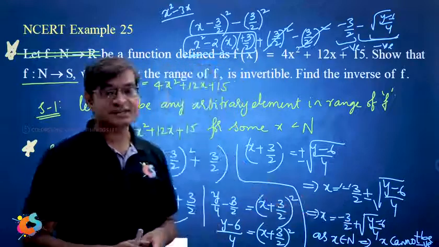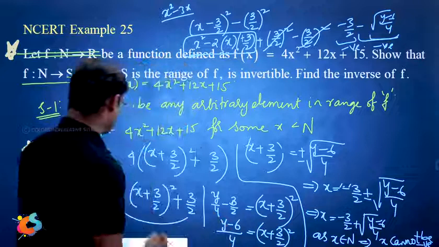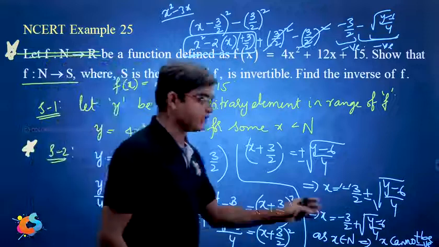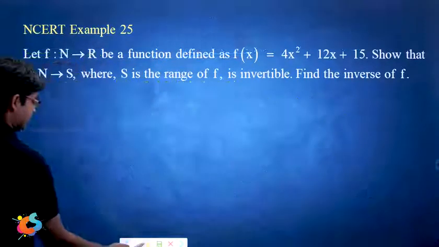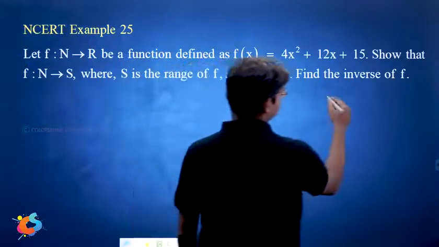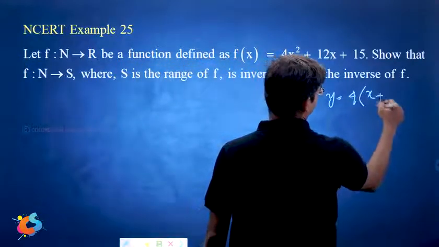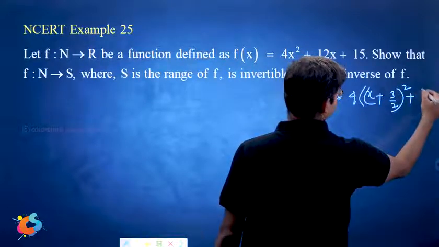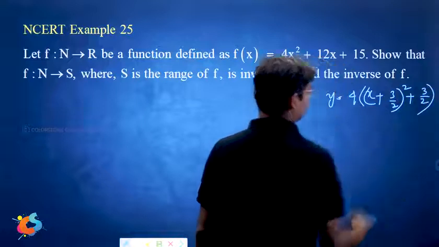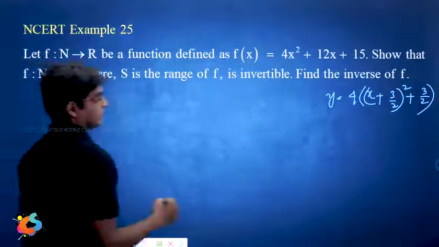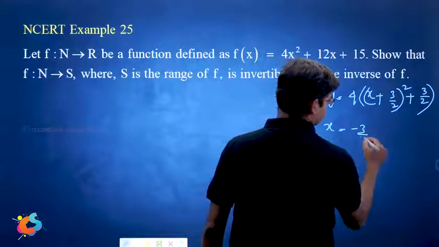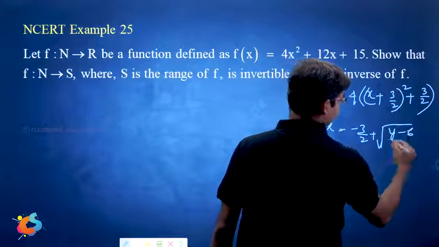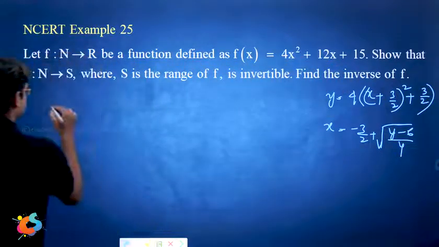So therefore step 2 is completed. Okay, fine. So step 2 is very, very important. Here you will make y as a perfect square, and then you will find x. Okay, next step 2 is done. So what did we get y as? 4, if you are taking common, you got 3 by 2 whole square and plus 6 by 4, that is 3 by 2. This is what we got. Okay, and x we got it as minus 3 by 2 plus under root of y minus 6 by 4. Okay, so now step 3.